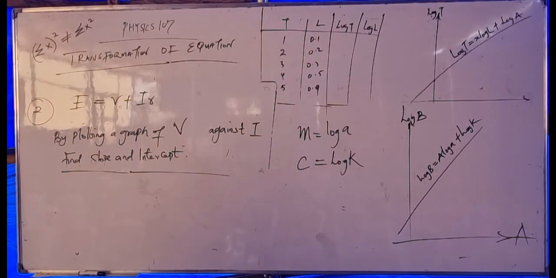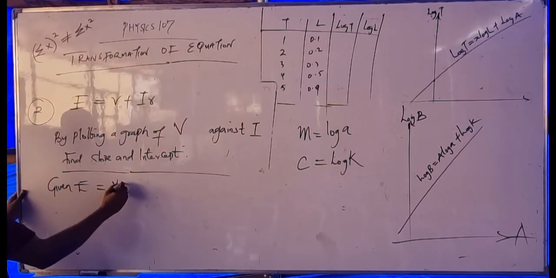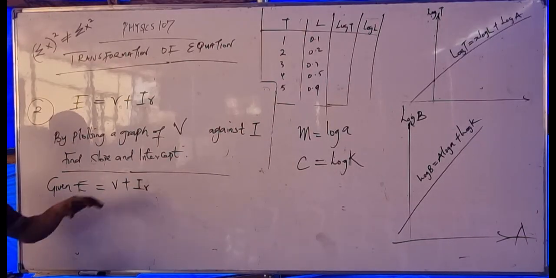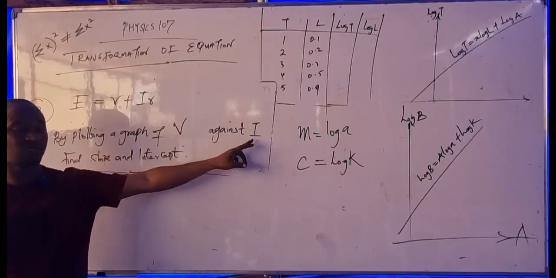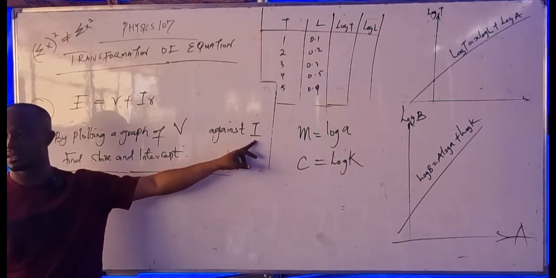Okay, look at this. We are given E equals V plus IR. Now I want to plot the graph of V against I. Meaning my V is the dependent variable, right? I is the independent. So V will be on the Y axis, and this will be the X axis.